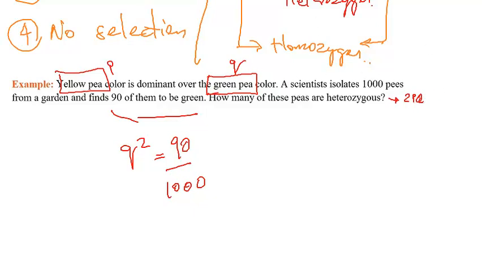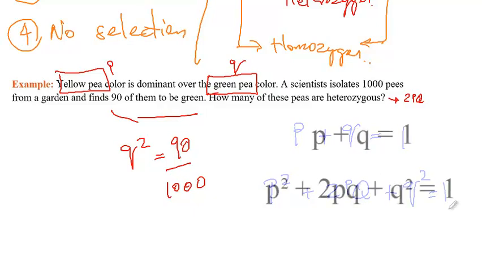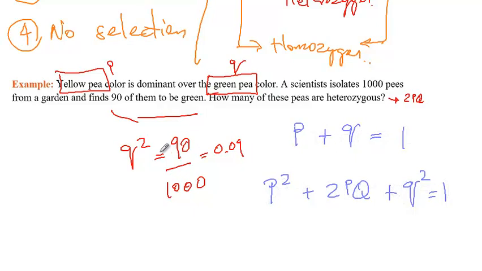So in order to solve this question, let's write the two equations for Hardy-Weinberg. Dominant allele plus the recessive allele is equal to 1. And then regarding the genotypes, P2 plus 2PQ plus Q2 should also be equal to 1. So we already have one value right here. Q to the power 2 is equal to 90 divided by 1000, which is equal to 0.09. So solving for Q, we find out that Q is equal to 0.3. So if Q value is equal to 0.3, what would be the value for P here? We know that their sum should be equal to 1, so P is equal to 0.7.